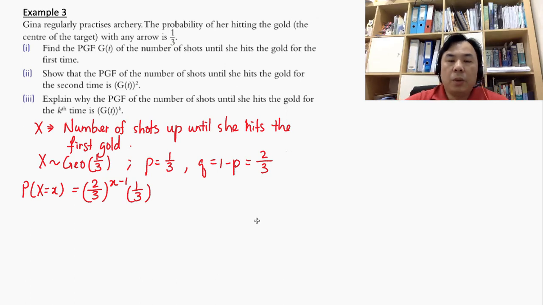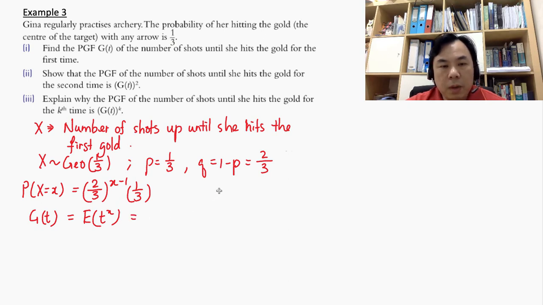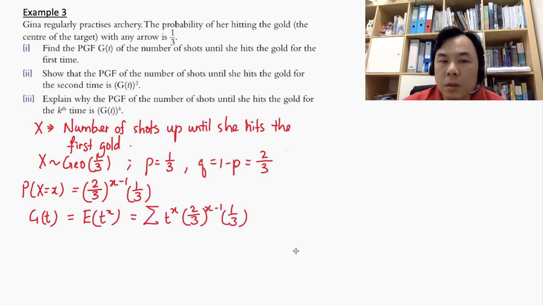Now next we have to find the probability generating function for this geometric distribution. So G(t) is actually given, if you use the definition, as the sum of t^x times 2/3^(x-1) times 1/3. All right, so the sum there.